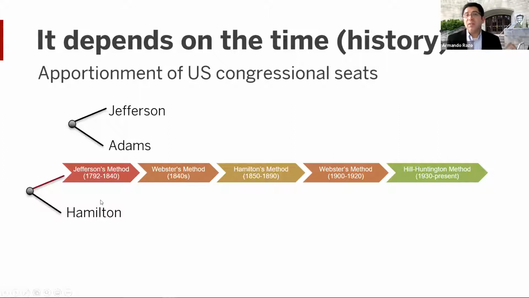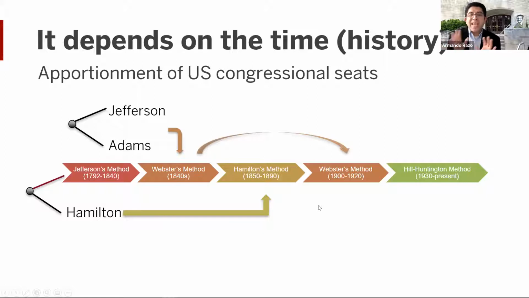Now, as you know, Hamilton died fairly early, so Hamilton is not alive by the time they actually implement his method, but it's going to last for roughly about the latter half of the 19th century. And then towards the end of the 19th century, there's a lot of debate about whether this is a good method, and it eventually gets replaced. They bring back the previous one, that's Webster's method.